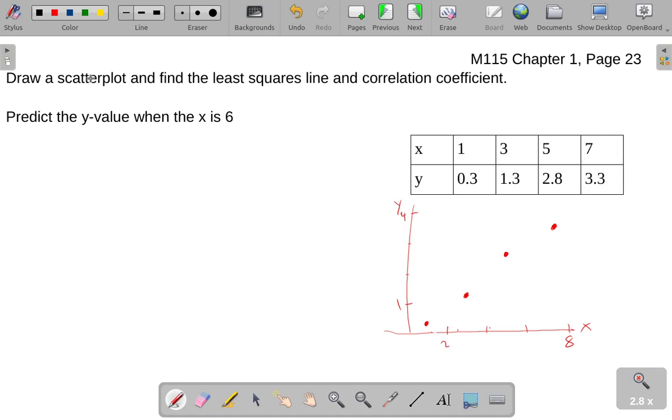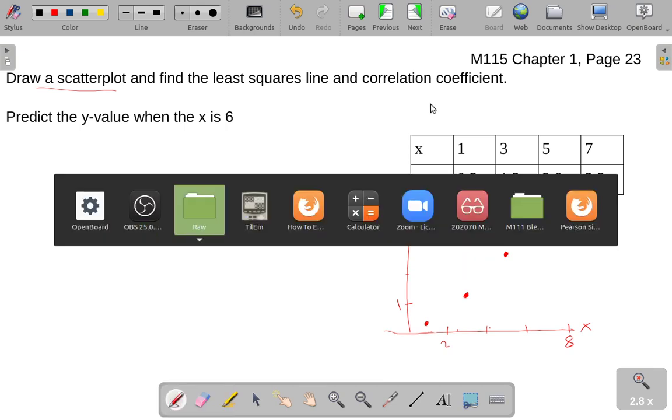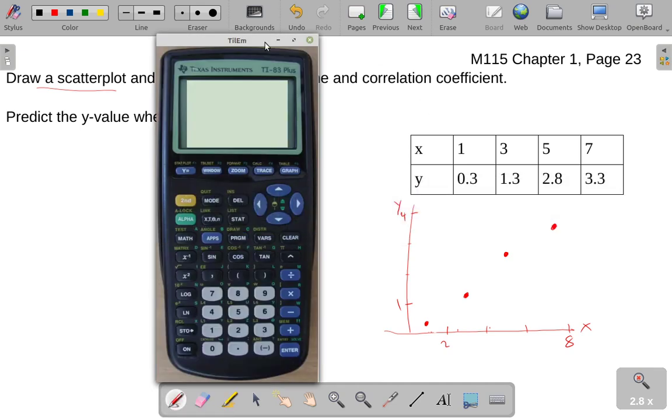Alright, so this says to draw a scatter plot. That's done. Find the least square line and correlation coefficient. And this is where the calculator comes into play. So, what I'm going to do is hit on, wait for it to show up. I'm going to hit stat and edit to go in here. Now, I have data already in here.